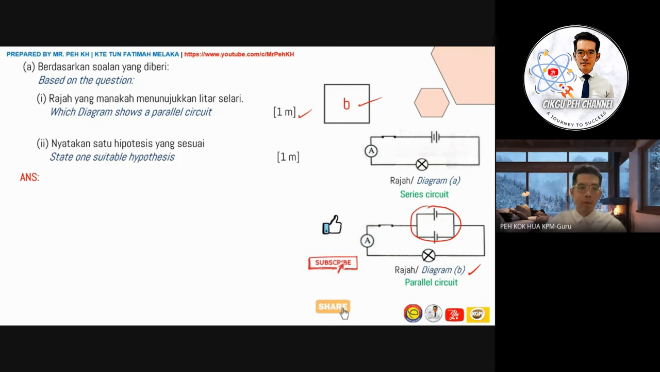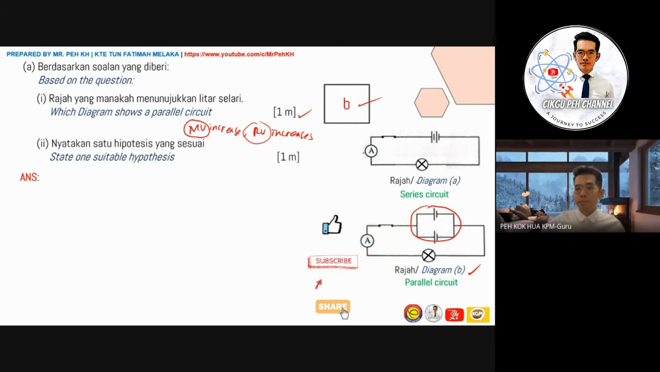Then the second, the question is going to ask you about the suitable hypothesis. Okay, so in this question, we are not able to give an answer like MV increases, RV increases, because the MV here refers to the type of circuit. So that means here we have two types of circuit, and then the RV here will be the reading of the ammeter. So when we want to compare the MV with our RV, we can do the comparison for your hypothesis.